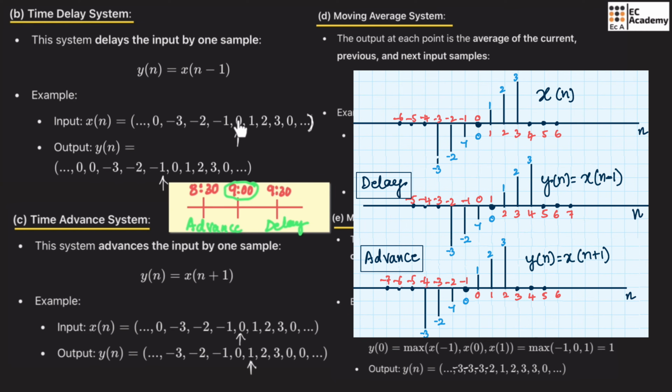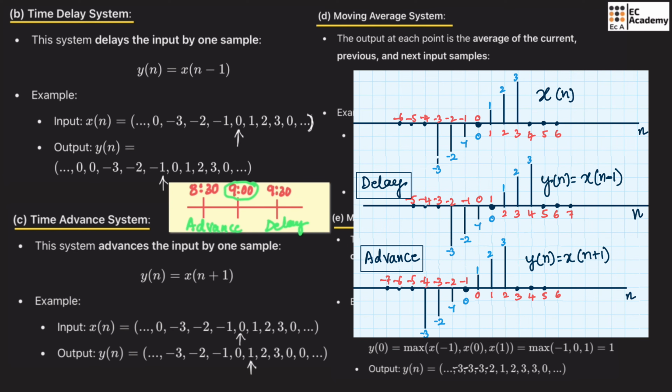That's why this 0 will move here, 1 will move to this point, 2 will move to this point, and 3 will move to this point. So minus 1 will be at this point, which means minus 1 will be the origin, minus 2 will be at this point, and minus 3 will be at this point. So that's why we get the output sequence where minus 1 will be at the origin, and you can observe the sequence is shifted towards the right side by one division.